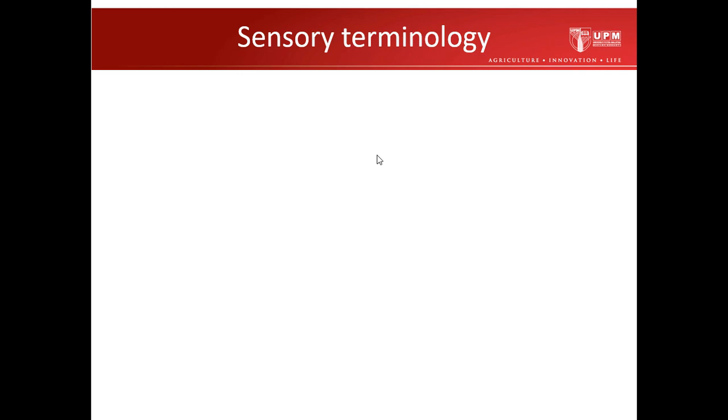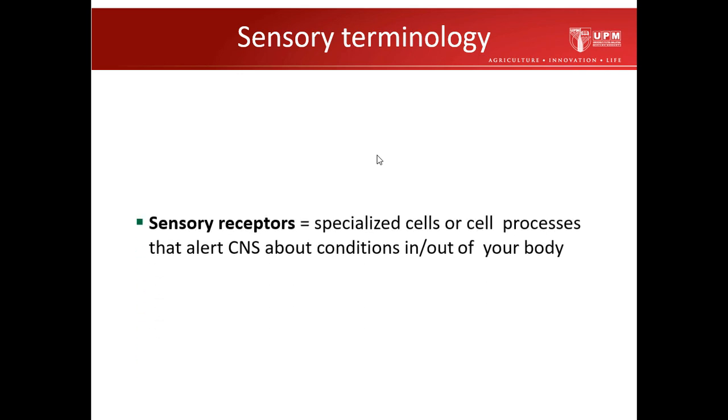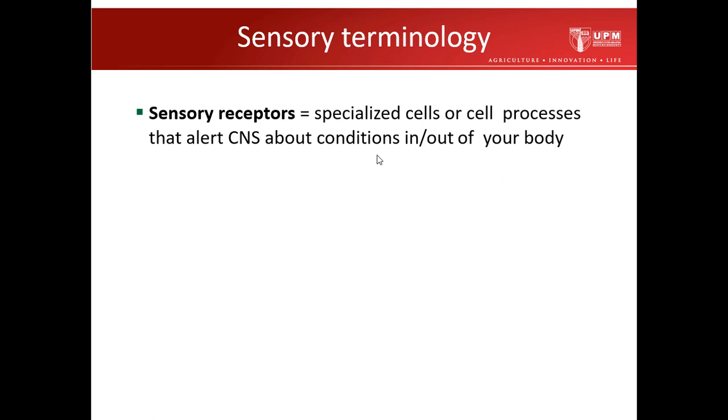So before we go into more detail of this topic, let's take a look at a couple of sensory terminology. The first one is the sensory receptor. Sensory receptors are specialized cells that monitor a specific condition in the body or the external environment. When a sensory receptor is stimulated, the receptor will pass the information to the central nervous system in the form of action potential along the axon of the sensory neuron.